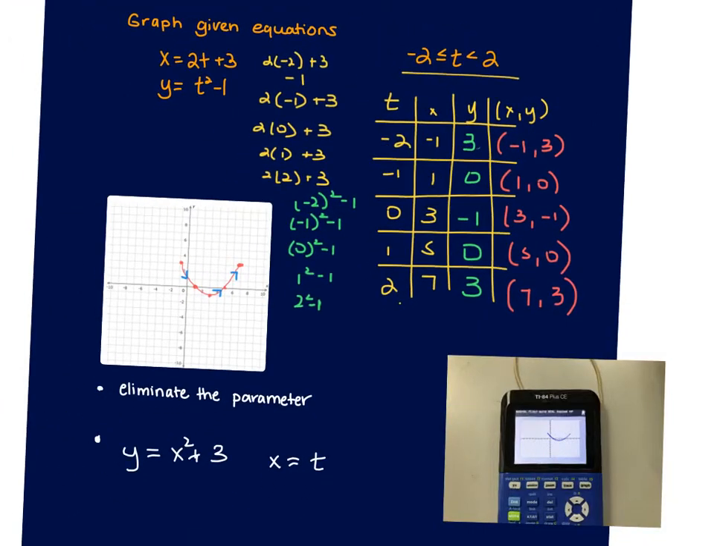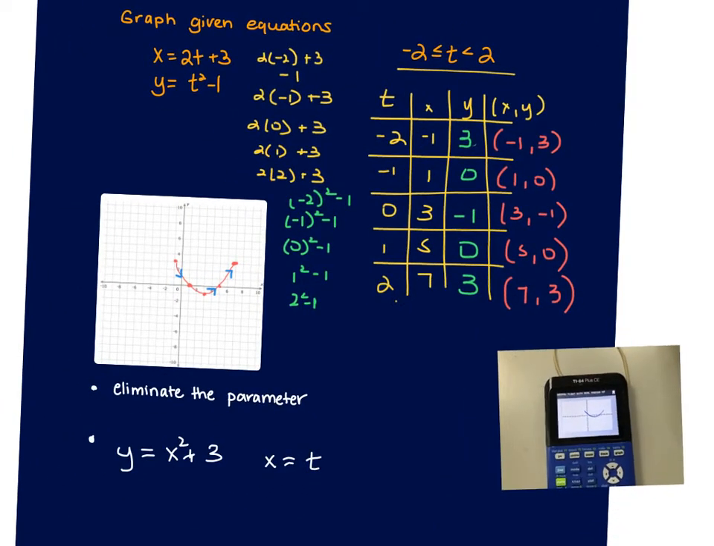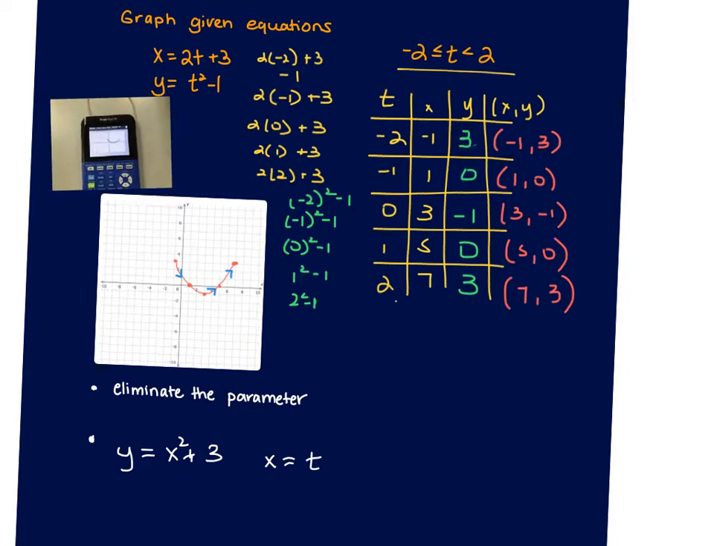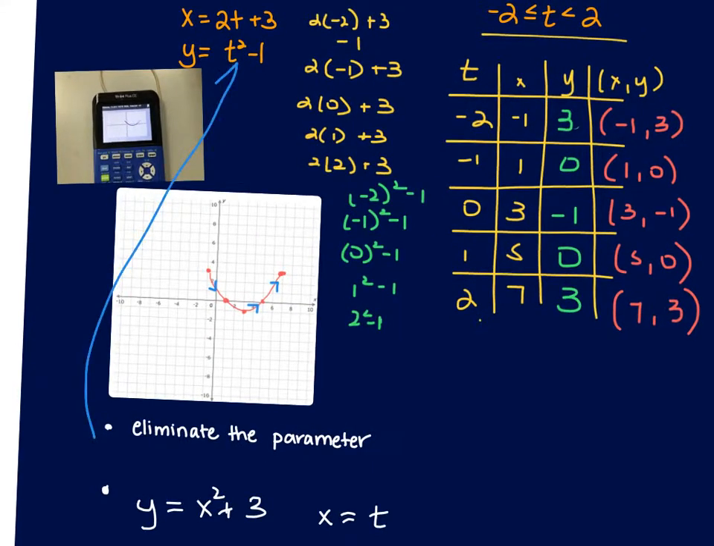Okay, second kind of question was eliminating the parameter. So to eliminate the parameter, you would get rid of t. So if I took these equations, I'm going to eliminate the parameter on this example. The other one's already eliminated.